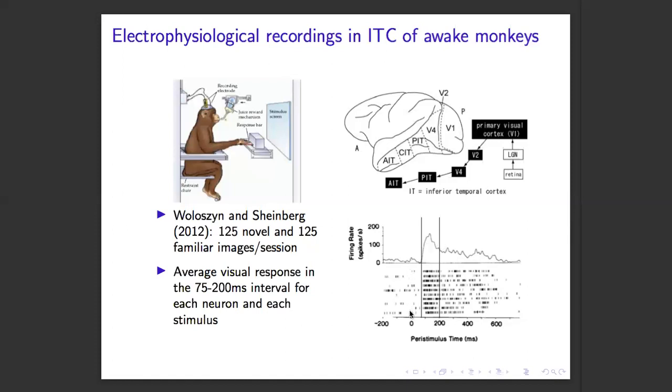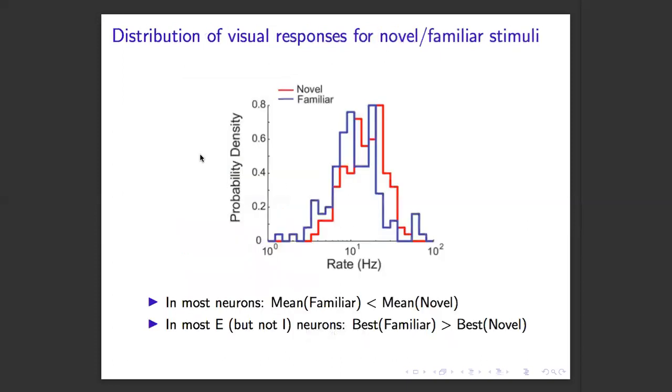And so each neuron was characterized by its average visual responses in this interval for all these different stimuli, so for 250 different images. What we did then was to look at the distribution of visual responses, and we can look at this distribution separately for novel and familiar stimuli. And here is an example IT neuron. So this is a single neuron.